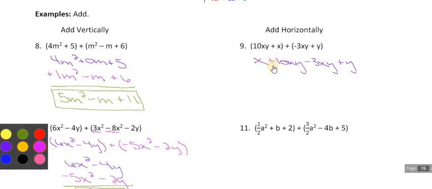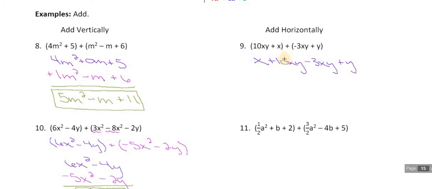So if I take a look now, the terms that can go together, the like terms, are 10xy and negative 3xy. And that'll be 7xy. So I'm going to drag down my x, because there's no other x's for it to go with. Now I have plus 7xy from combining the like terms in the middle, and drag down the plus 1y at the end because it does not have any like terms.